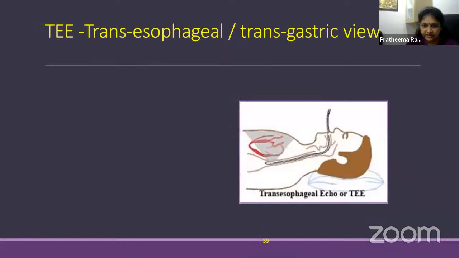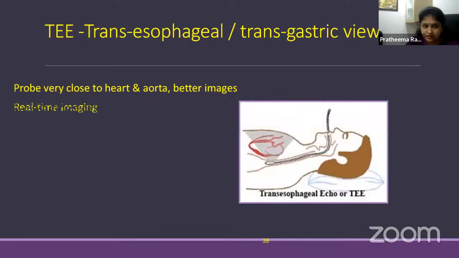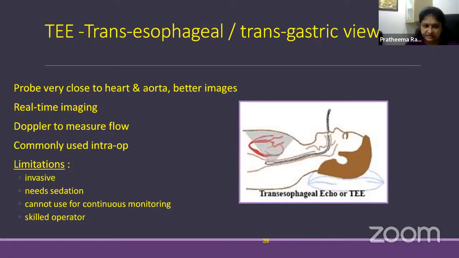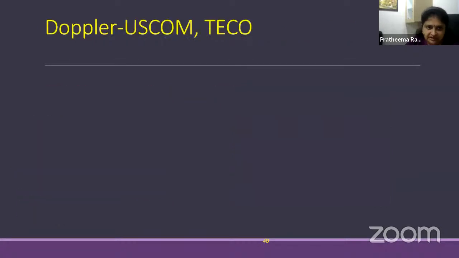So this is the TEE. We get the transgastric views. It is very close to the heart and aorta, so better images are seen. In real time, we can see how the heart is getting pumped. Is there any infective endocarditis changes? Is there any vegetation at the wall? It is basically how the health of the heart is, how well it is beating, or is it able to pump adequate blood. It is invasive, it needs sedation, and only a skilled operator can do it. It cannot be done by everybody as the transthoracic echo can.